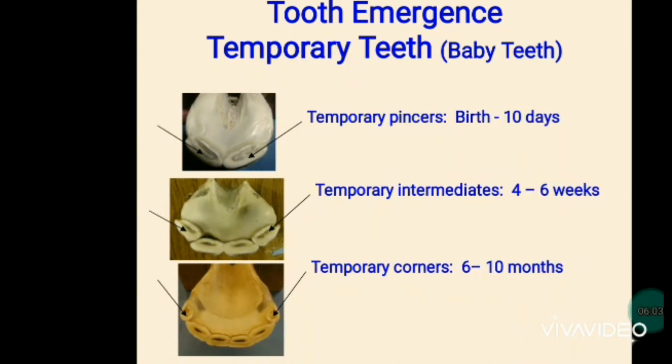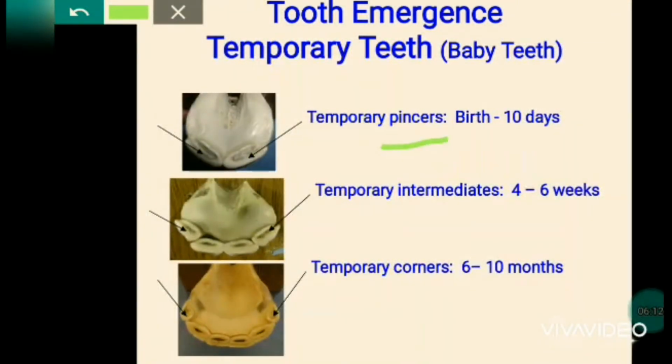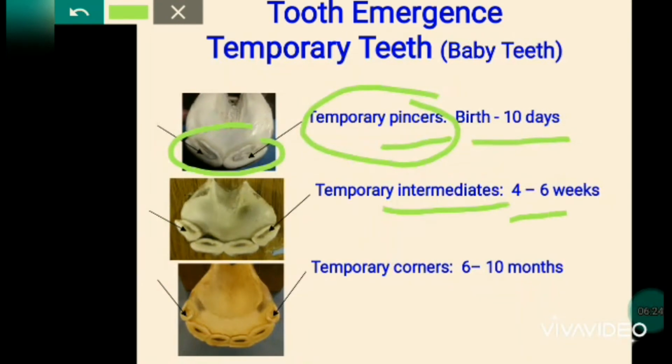Now the tooth emergence: temporary teeth, or baby teeth. The temporary pincers, so I also want to say that the central incisors are also called the pincers. These appear at the age of birth to 10 days. The intermediate incisors appear at the age of 4 to 6 weeks, and the temporary corners appear at the age of 6 to 10 months.